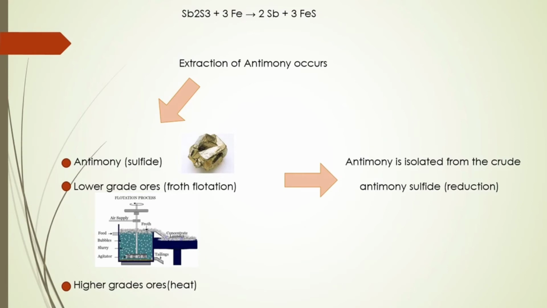Most antimony is mined as sulfide, whereas some lower grade ores are concentrated by froth flotation, while higher grade ores are heated. They will be heated between 500 degrees Celsius and 600 degrees Celsius. This is because this is the temperature at which stibnite melts and separates from the gangue minerals. Lastly, antimony can be isolated from crude antimony sulfide by reduction with scrap iron.